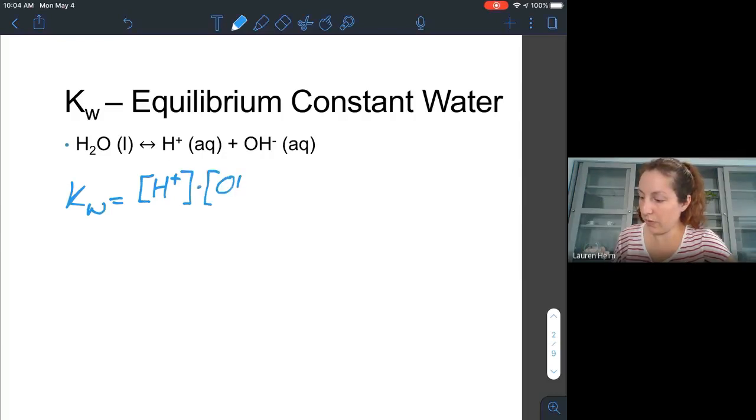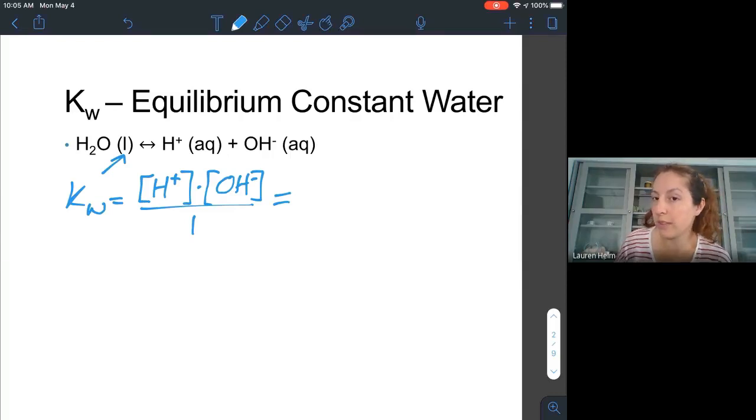over the reactants, but our reactant is a liquid, and solids and liquids don't affect our equilibrium, so that's over 1. And then, do you remember what this is equal to? 1 times 10 to the negative what? Feel free to chime in on chat. So Kw, or equilibrium constant of water, is the hydrogen concentration times the hydroxide concentration, which is equal to 1 times 10 to the negative 14.